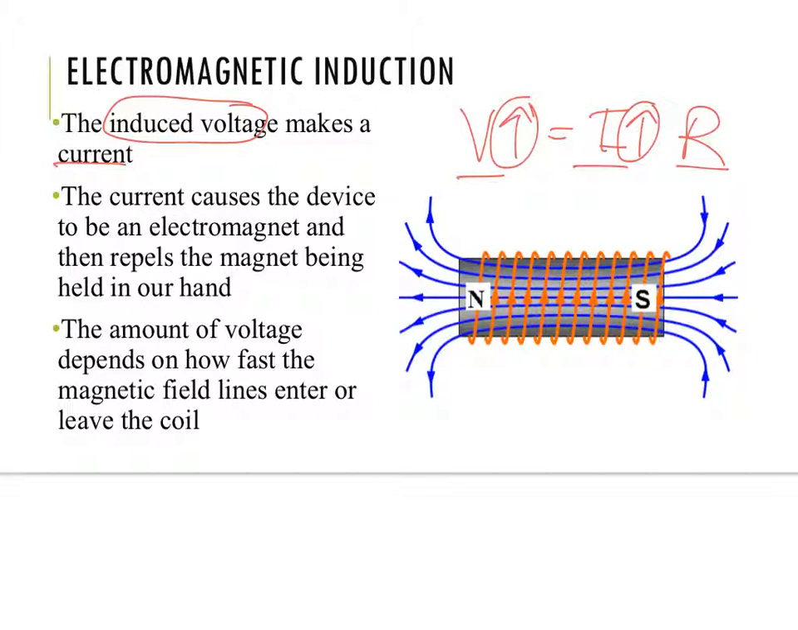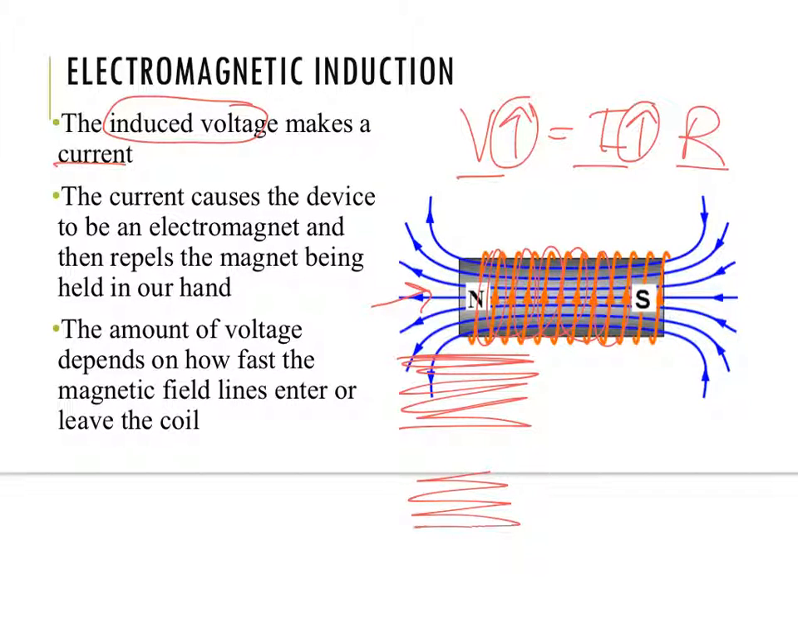Now, when we create a current, we know that anything with a current becomes an electromagnet because it has a magnetic field. And that magnetic field in those coils starts to repel the magnetic field of the bar magnet, strangely enough. All right, and how fast you move the magnet in and out of the coil actually affects how much voltage is induced. The more in and out you go, the more voltage there is.